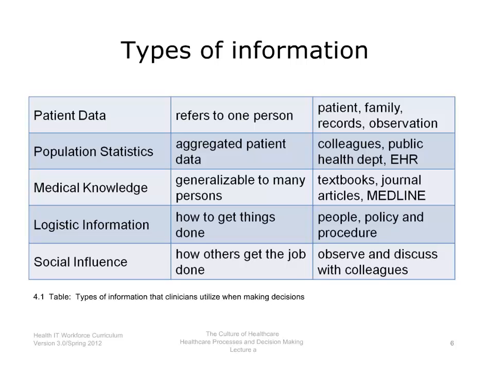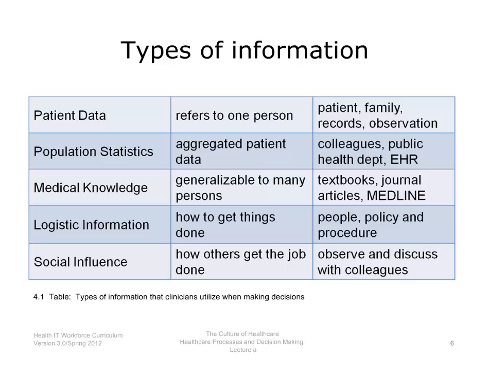The third type of information is medical knowledge, the rules or conclusions about health and healthcare that are not just relevant to the individual patient, but are generalizable to many persons. This information may be obtained from textbooks, whether electronic or in print form, from reviews in journal articles, or from the medical literature.